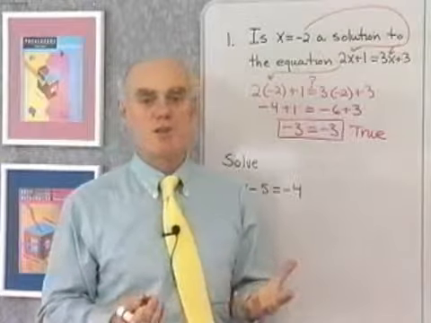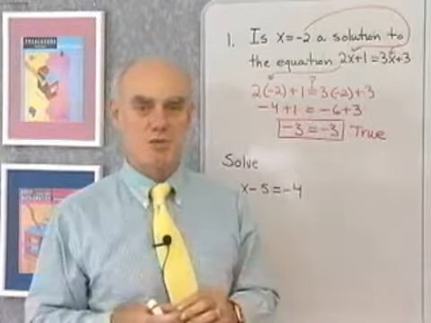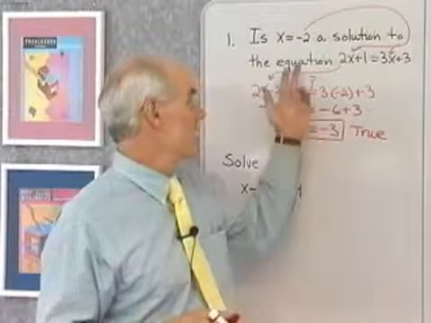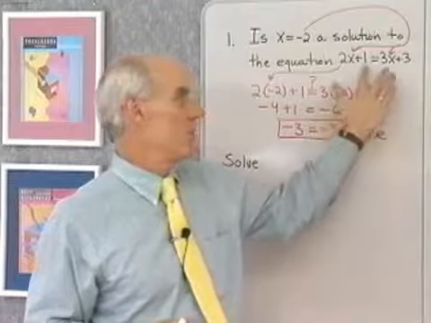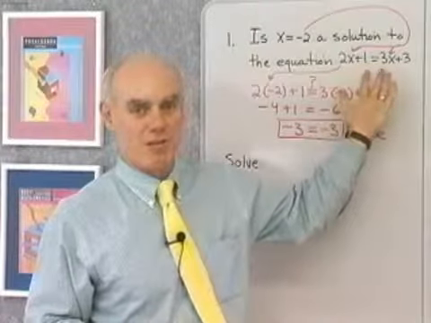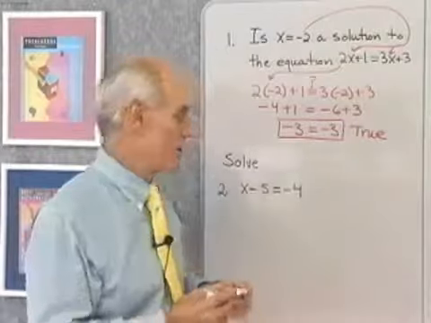So when we solve equations, we're looking for numbers to replace the variable with that turn the equation into a true statement. In this case, x equals negative 2 is the only solution to this equation. Any other number we replace x with will give us a false statement here when we simplify the resulting expression. Let's solve our first equation.